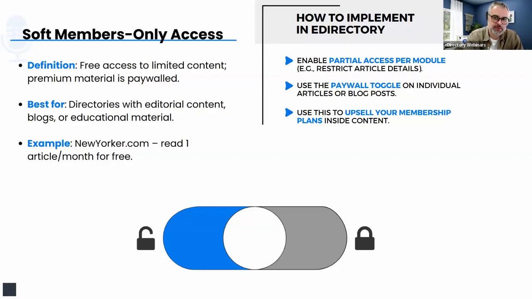How to implement in eDirectory? We can enable partial access per module. For example, if you go back to the plans and packages feature, you can create a plan where you toggle features on and off, deciding which features the free members will have access to, and then the paid members will have full access to your content. And yes, you can use the paywall toggle on individual articles or blogs.